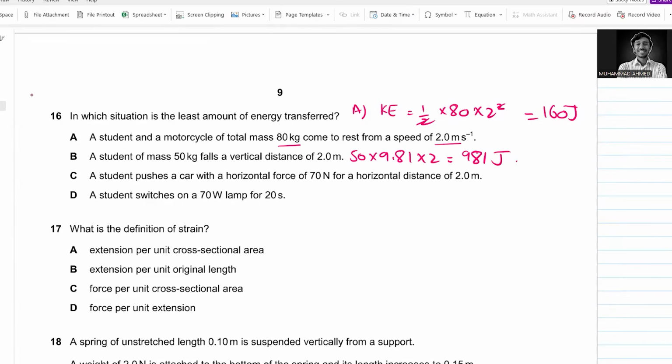Okay. C देखो, a car pushes with a horizontal force of 70 Newton for a horizontal distance of 2. Can you calculate the work done here? Yes, force that is 70 into 2, that is 140 joules. Perfect. A student switches on a lamp of power 70 volts for 20 seconds. Can you calculate the energy here? Power into time. ठीक है, 70 into 20. This is 1400 joules. सबसे कम एनर्जी, least amount of energy कहाँ है? In part C. C is your answer.